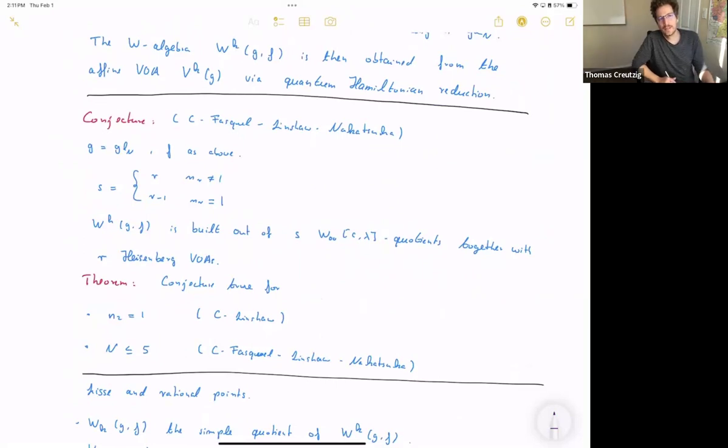If you now fix your favorite Lie algebra and your favorite nilpotent element, the moment your partition is too far away from the trivial partition, meaning 1, 1, 1, 1, 1, or if the rank of your Lie algebra is too high, then in practice you really have no knowledge of what the OPE algebra of these W algebras looks like.